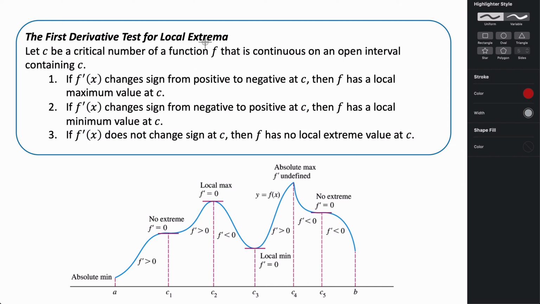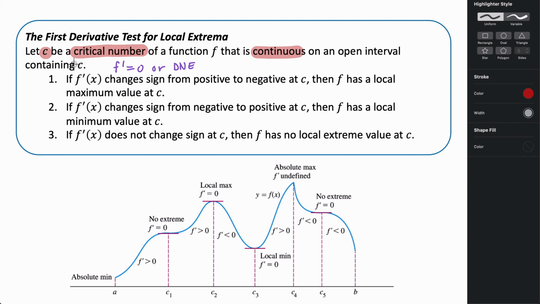So we're trying to find relative maximum and minimum values, or local maximum and minimum values, using the first derivative test. So we let c be some critical number. Remember, a critical number is when f prime is equal to 0 or does not exist. So that's what a critical number is. And f is a continuous function on some open interval containing our critical number.